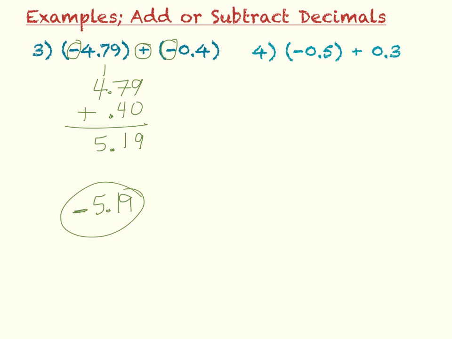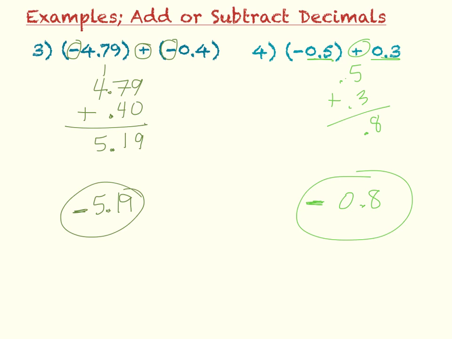And number 4, negative 0.5 plus 0.3. So this one, the larger, 0.5, is greater than 0.3, so that means the larger number is negative, so my answer will be negative. So then I'm going to just take 0.5 plus 0.3 and then make it negative. So 5 plus 3 is 8, and carry the decimal down, and that's all I have to do. So 0.8, your final answer.